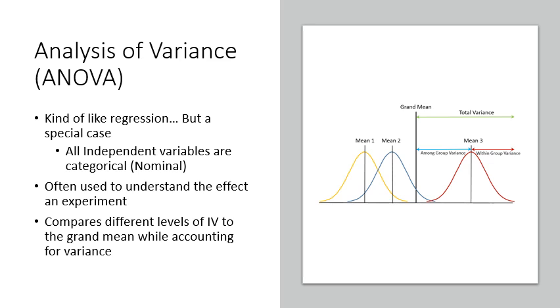So this is where all of our independent variables, notice how I'm using the word independent variables because usually this is associated with an experimental study design, explain what is going on in the outcome variable of y. It's often used to understand the effect in an experiment, and what it does is it compares different levels of an IV to the grand mean, as you can see is happening in the image to the right, while accounting for the variance that is associated in each of our groups.